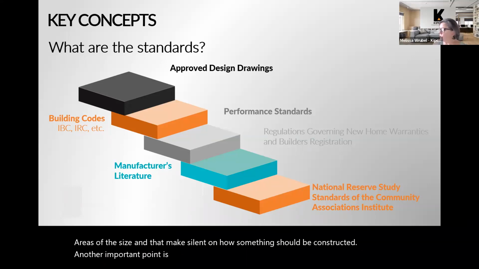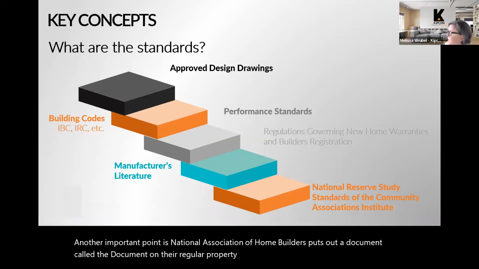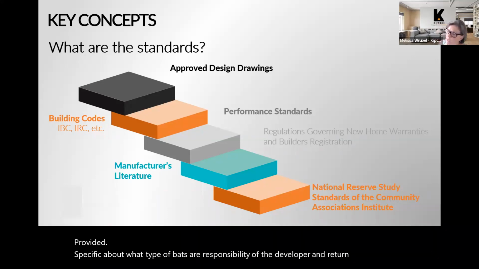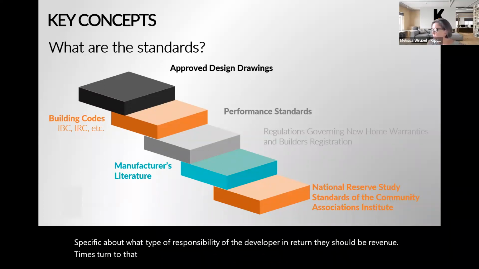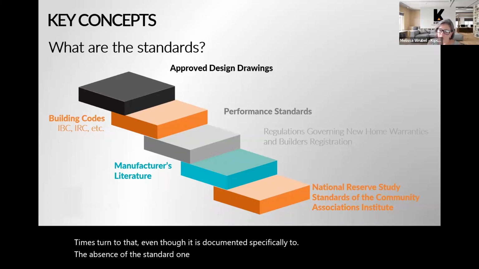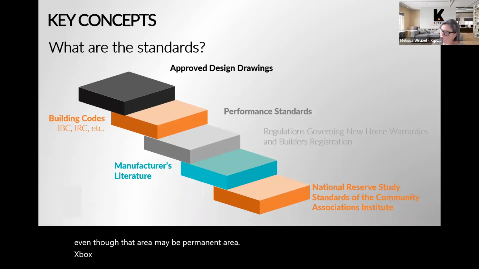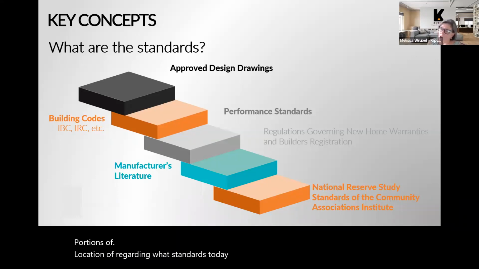Another important one is the National Association of Home Builders, which publishes a document of regulations governing new home warranties. It has largely to do with the warranties provided by the developer to individual homeowners, and it's very specific about what types of defects are the responsibility of the developer and which are not, and how they should be remedied. So we will oftentimes turn to that, even though the document is specific to homeowners, and we will often reference it in the absence of any other standard. One example is drainage around a building and how it should drain. Even though that area may be common area, we will invoke certain portions of the National Association of Home Builders publication regarding what standards they have for drainage around homes.